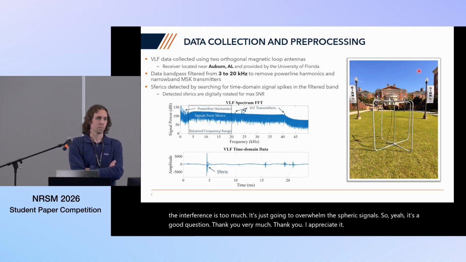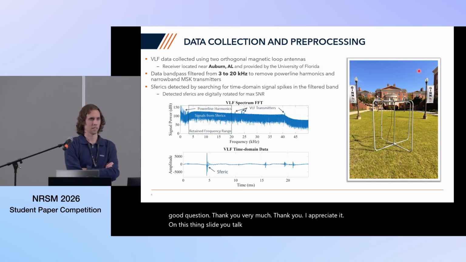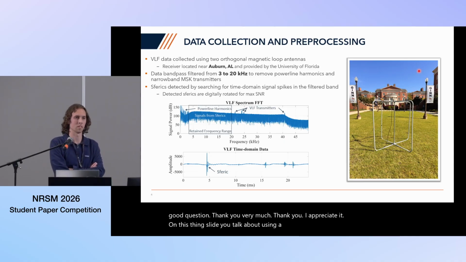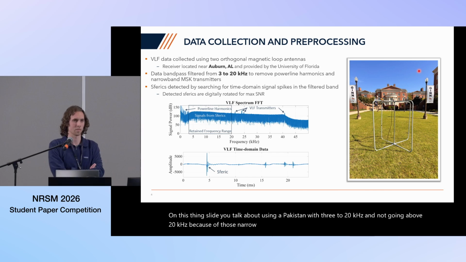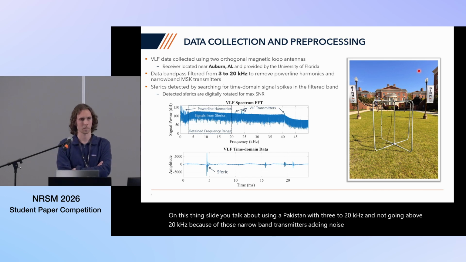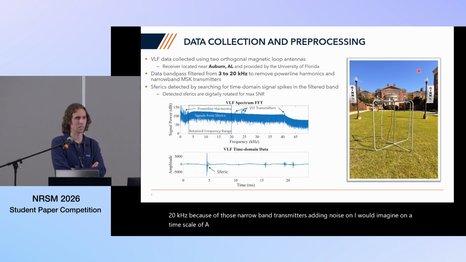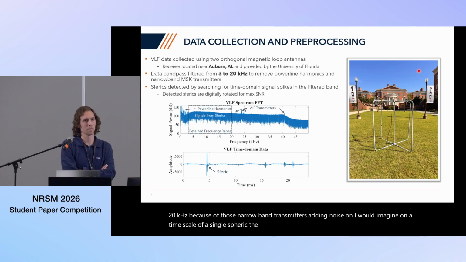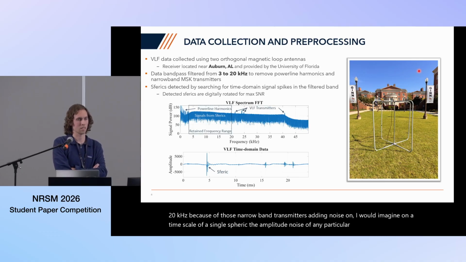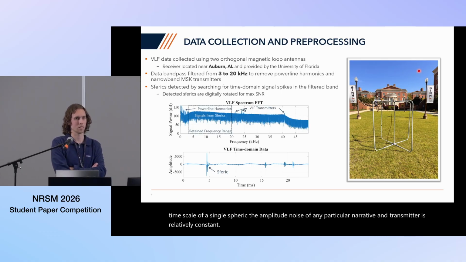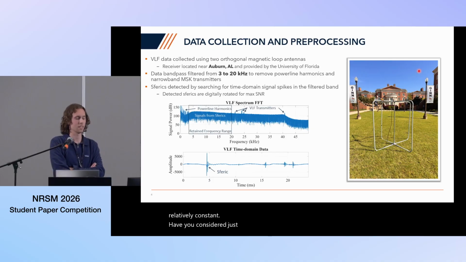On this same slide, you talk about using a passband of 3 to 20 kilohertz, and not going above 20 kilohertz because of those narrowband transmitters adding noise. I would imagine that on the time scale of a single spheric, the amplitude noise of any particular narrowband transmitter is relatively constant. Have you considered just subtracting that and extending your frequency range up higher?